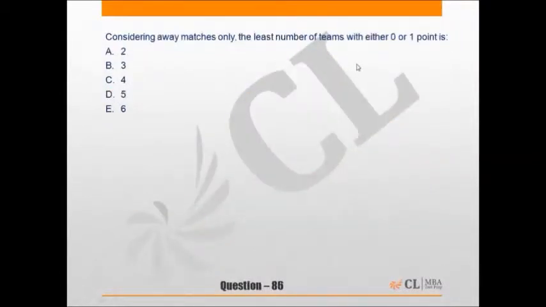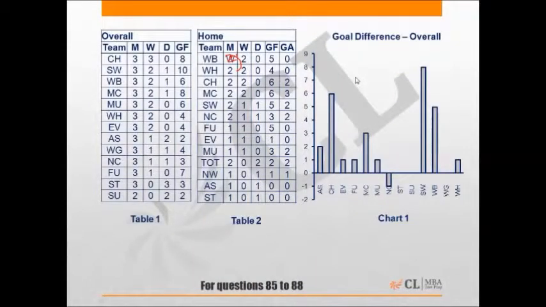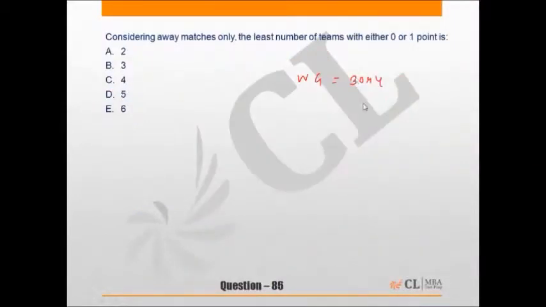Therefore, the points scored by WZ in away matches could be either 3 or 4. This can be seen from the first table, as WZ played 3 matches, won 1 and drew 1. It means the maximum point that it could have scored in away matches is 4 and the minimum is 3. So the points that WZ could have scored in away matches is either 3 or 4.